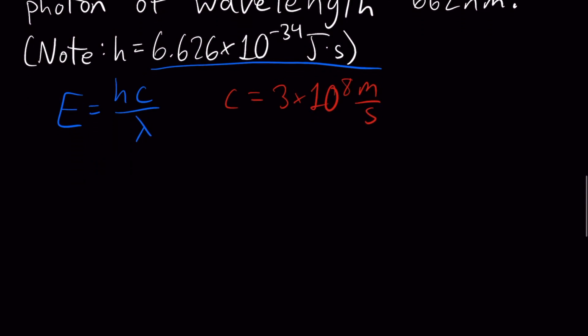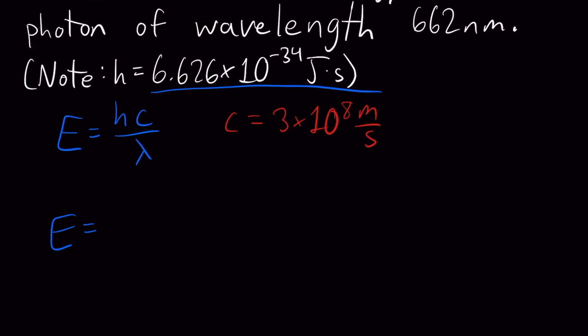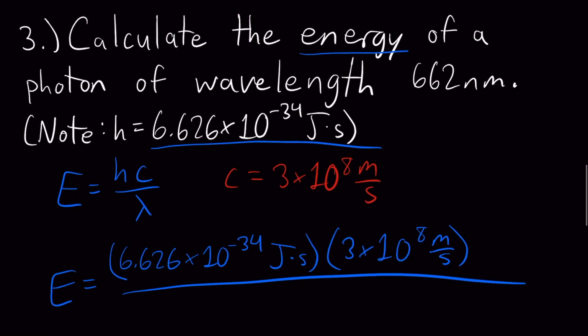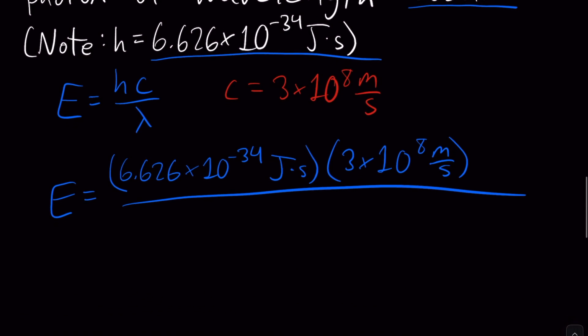So we just plug this in. E is equal to 6.626 times 10 to the negative 34 joules times seconds. We got c, 3 times 10 to the 8th meters per second, all over the wavelength, 662 nanometers, which is equal to 6.62 times 10 to the negative 7 meters. So we just did a little conversion there in our heads.